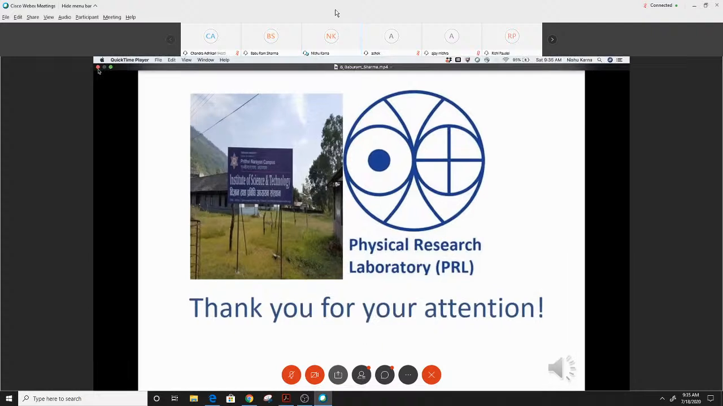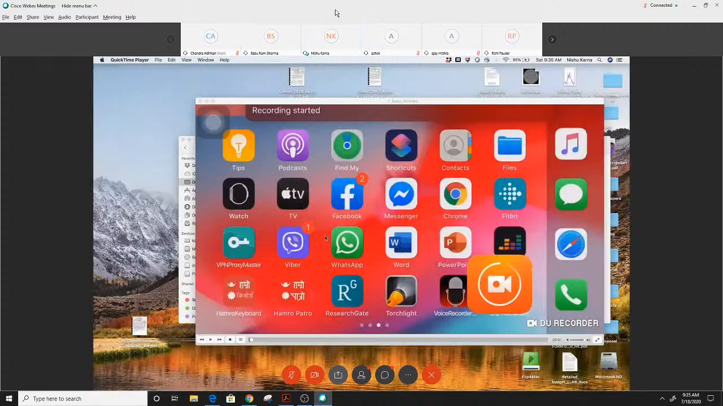Good morning and good evening, everyone present here. I am Basudev Ghimire, going to present ionospheric perturbations due to Mexico and Nepal earthquakes as measured from GPS-TEC data. I belong to the Institute of Science and Technology, Central Department of Physics, Tribhuvan University, as a PhD student.